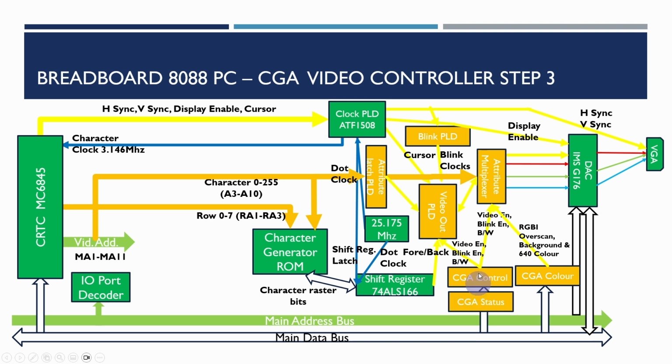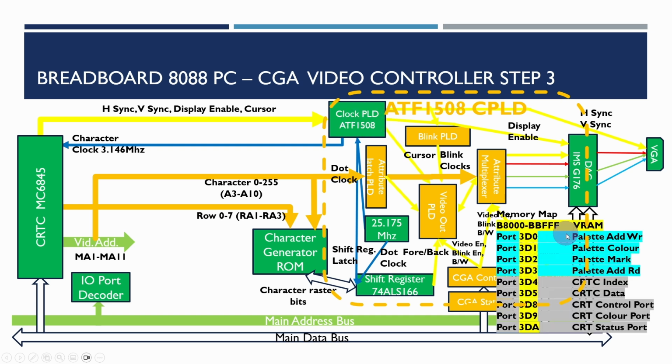And what we should be able to get out of here is a modified test pattern, a bit like the black and white one that we had previously, but with all the colours and potentially blinking attributes as well. So all these functions in orange here are going to be handled by our ATF1508 complex PLD, and we're already making use of some of that for the clock functions. And as far as the memory map is concerned, we're just going to be using the standard I/O port ranges for the control port, colour port and status port.